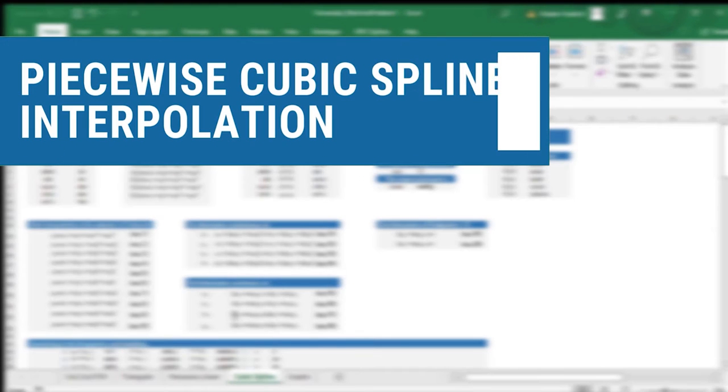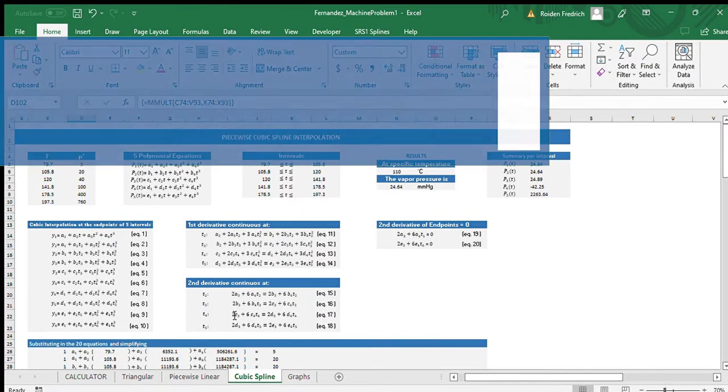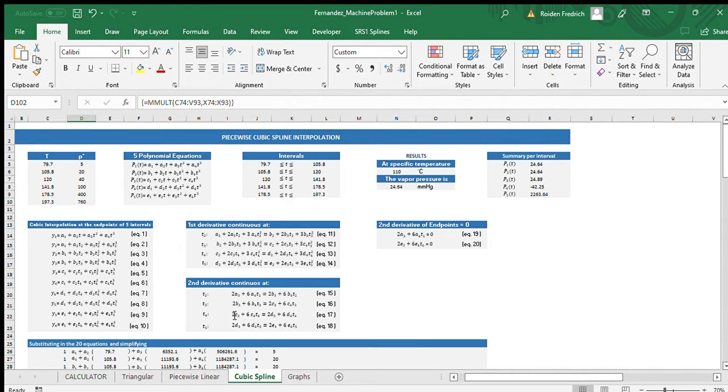Lastly, we will solve for the interpolating function using piecewise cubic spline interpolation. We have 6 data points given in the problem, so we will have 5 intervals, 20 equations, and 20 unknowns. The required interpolant is a piecewise cubic function defined by separate cubic polynomials in each of the 5 intervals. We can note this by the following equations.